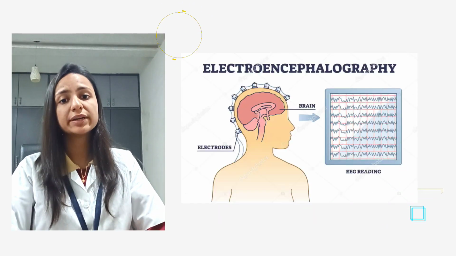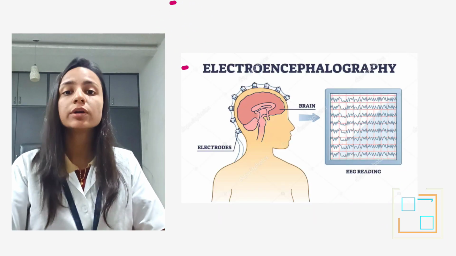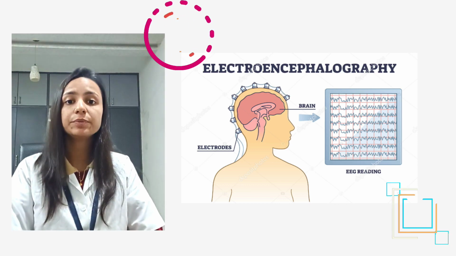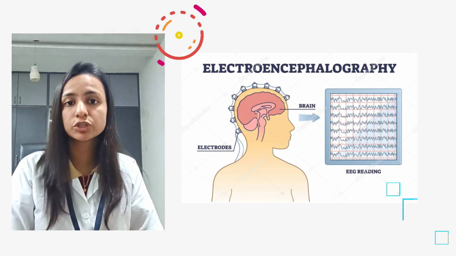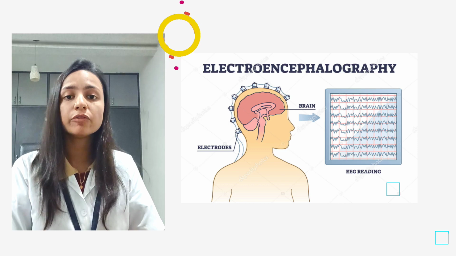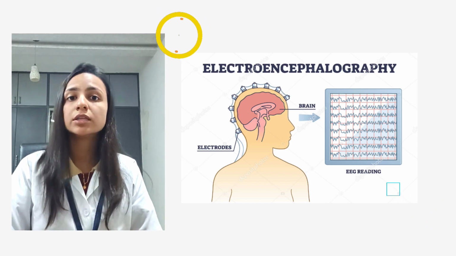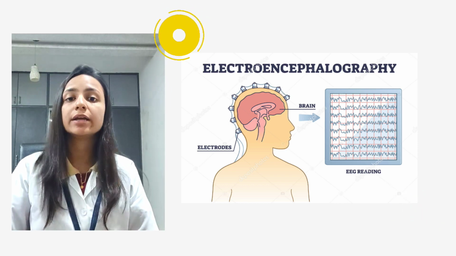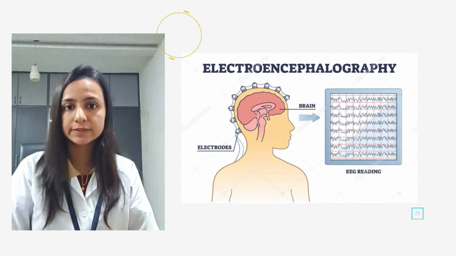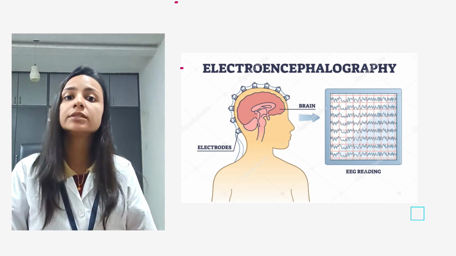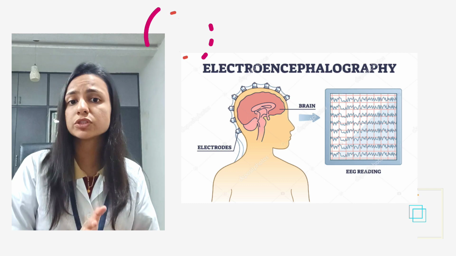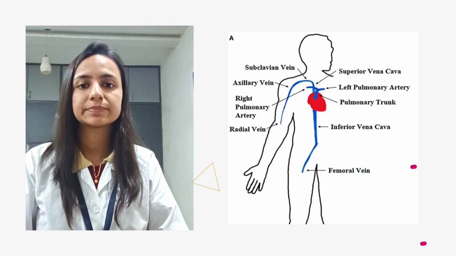Now the fourth important thing is the electroencephalogram, which helps us to detect the gross function of the cerebrum. It helps us to detect the functioning of the cerebrum and alteration in arousal and consciousness. It is mostly used in post-traumatic epilepsy.